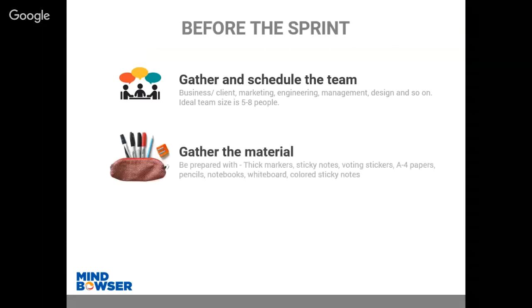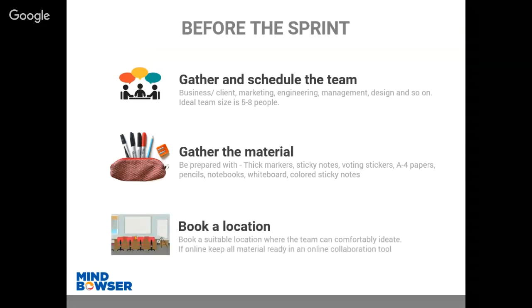Of course, gather the material, since you're going to prototype, paper prototype, and sketch and do a lot of creative activities, you need to be prepared with a lot of stationery items like markers, sticky notes, A4 papers, notebooks, whiteboards, and things like that. And of course, you'll need to book a location. So if you're having a physical design sprint or at location design sprint, you need to book a suitable location where everybody is comfortable, the team can move around, there's enough space, and there are actual whiteboards. And if you're planning to have the sprint as an online session, you need to keep all the material ready in a collaborative tool and send the invites out to everyone.